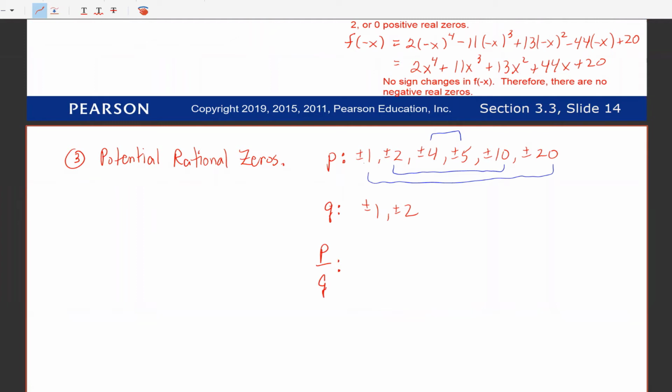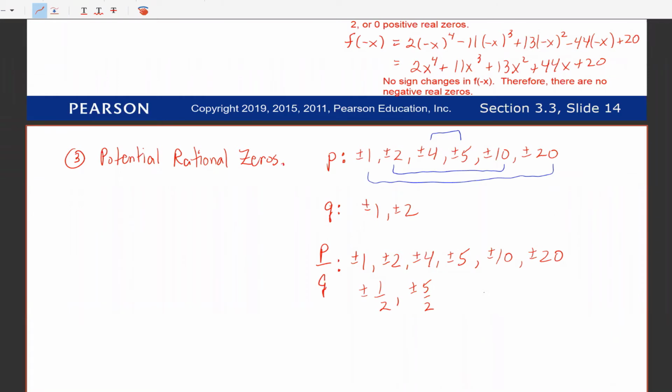And now we form all possible ratios of P over Q. So the way I do this is always 1 over 1, 2 over 1, 4 over 1, 5 over 1, 10 over 1, 20 over 1. And then I go through my P again with the second factor for Q. Well, 1 over 2, 2 over 2, but that's 1, 4 over 2, but that's 2, 5 over 2, 10 over 2, but that's 5, and 20 over 2, but that's 10. So I've exhausted my list of potential rational zeros.